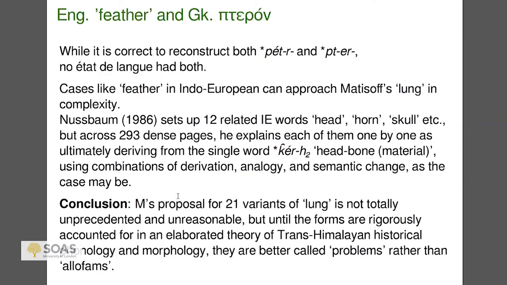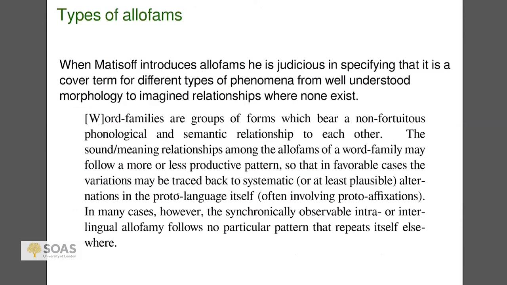So our conclusion is that these 21 forms for lung are not totally unprecedented or unreasonable, but until each form is rigorously accounted for in an elaborated theory of Sino-Tibetan historical phonology and morphology, it's not helpful to describe these as members of a word family, but instead just as problems to be solved. So that was the first section, and now I will go through different phenomena that we think have come to be described under this rubric, allophone or word family.